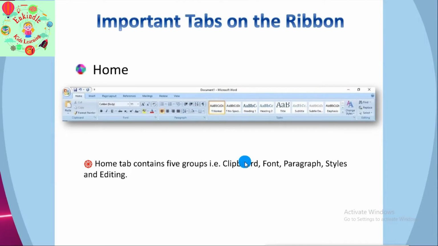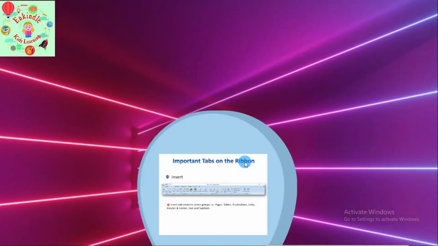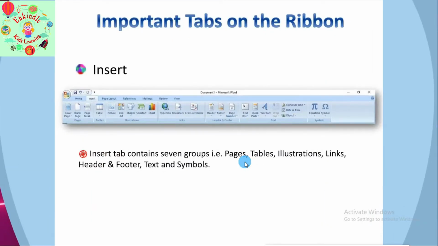The first tab is the Home tab. Under this tab, you have 5 groups. Those are Clipboard, Font, Paragraph, Styles and Editing. Then comes the second tab, that is the Insert tab. The Insert tab contains 7 groups: Pages, Tables, Illustrations, Links, Header and Footer, Text and Symbols.